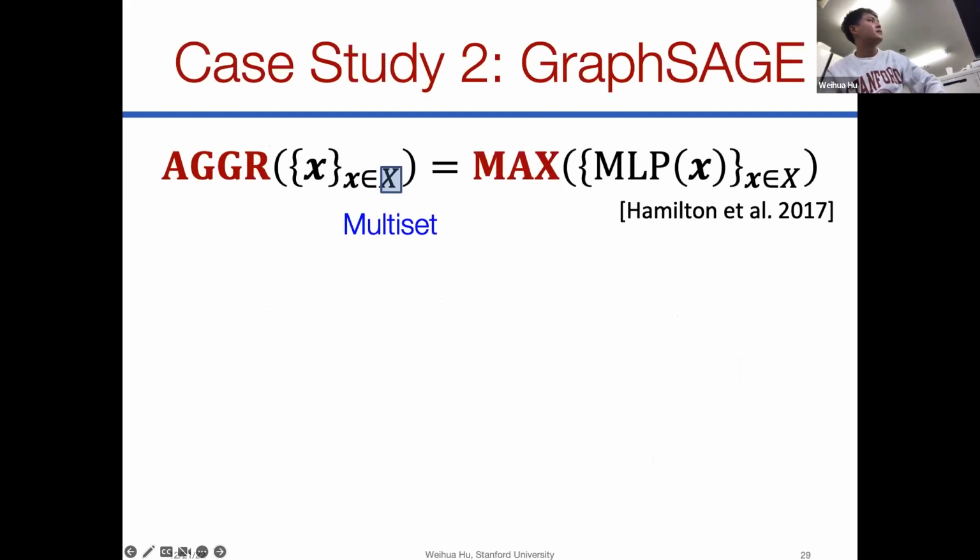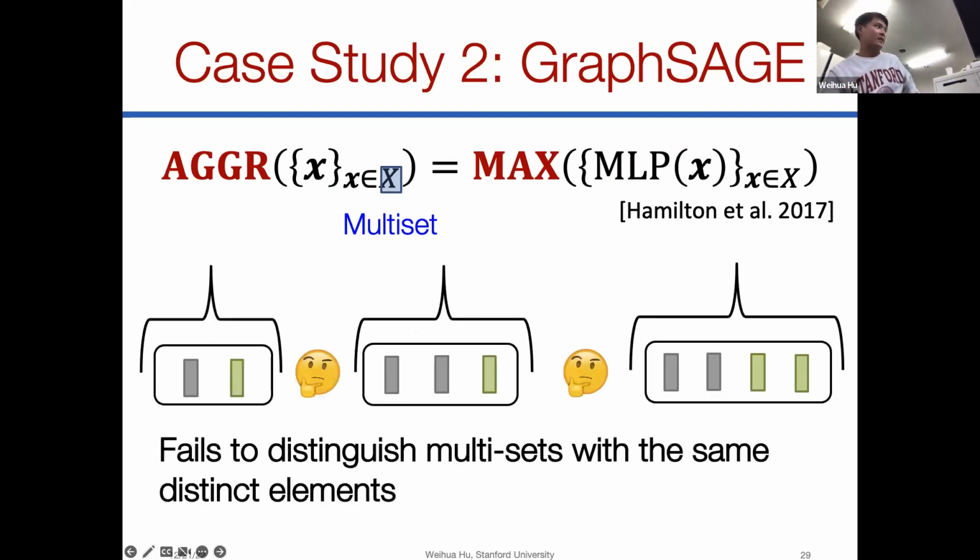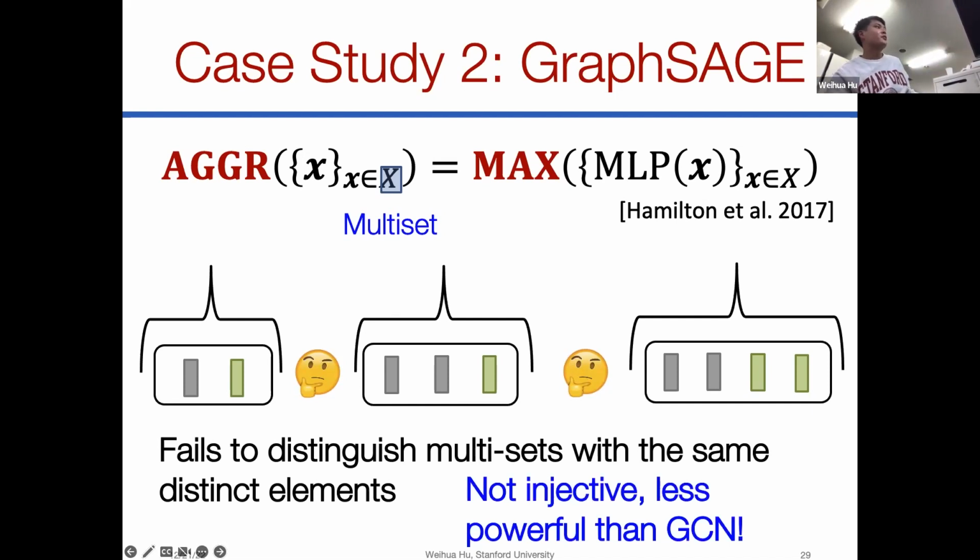Okay, so what about GraphSAGE? GraphSAGE uses this max-pooling based aggregation. And what you can show is that GraphSAGE fails to distinguish multi-sets with distinct elements. This is because, for example, if you consider adding gray color on top of this multi-set, then think about the result of max pooling: as long as the added color is already in the set, the output wouldn't change. So this example shows that max pooling fails to distinguish these multi-sets with distinct elements. And therefore, GraphSAGE is not injective and less powerful than GCN, because GCN can at least distinguish these two with different proportions, but GraphSAGE cannot.